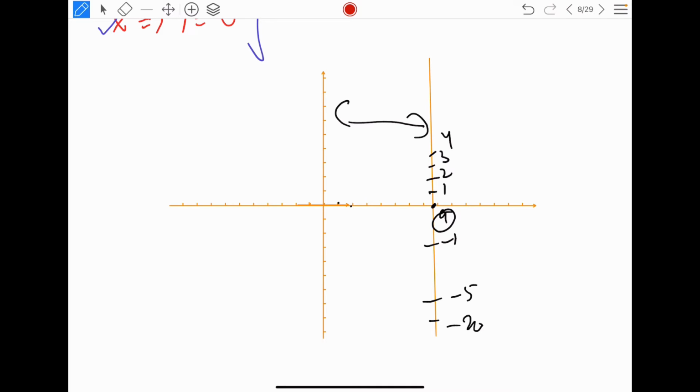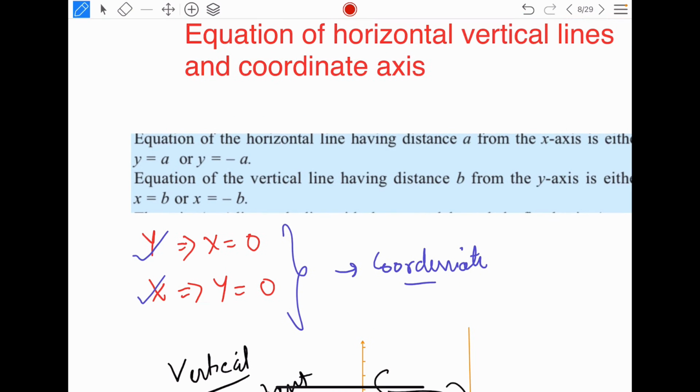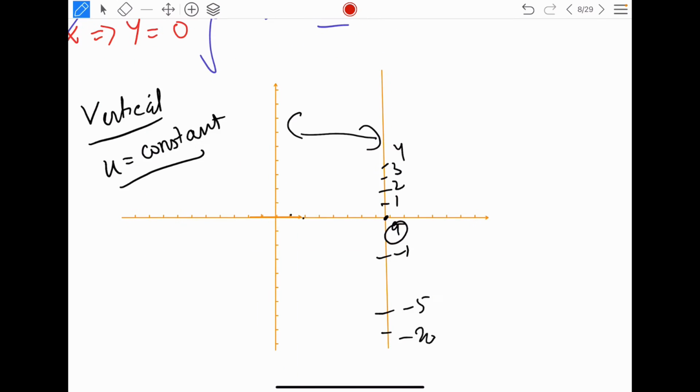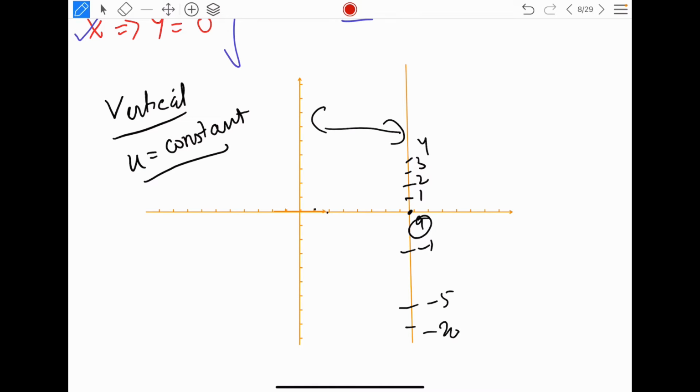So that means for any vertical line, any line which is parallel to the y-axis, your x component has to be constant. It can be 0 also, then it is the y-axis, but it has to be a constant. X will be the same, y will change, then it will be parallel to the y-axis and it will be called a vertical line. So coming back to this, the equation of a vertical line having distance b from the y-axis is either x equal to b or x equal to minus b. That means simply x is your constant. What is b? B is this point, 9. Here x is equal to 9.